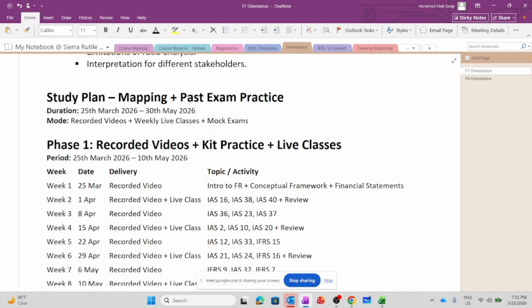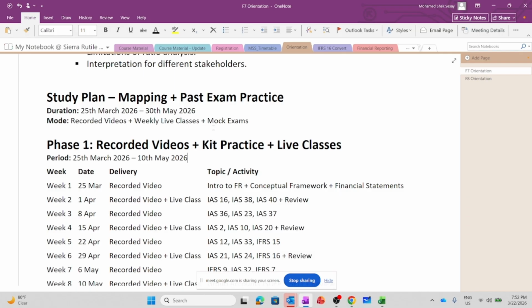Then the mode of this platform will be the recording session. I've already completed the recording session. You can access it via my website. All recording videos, IAS 16, conceptual framework, IFRS 15, IFRS 9, whichever accounting standard, you can access it through my website. Also, on a weekly basis, we are going to have a live online class.